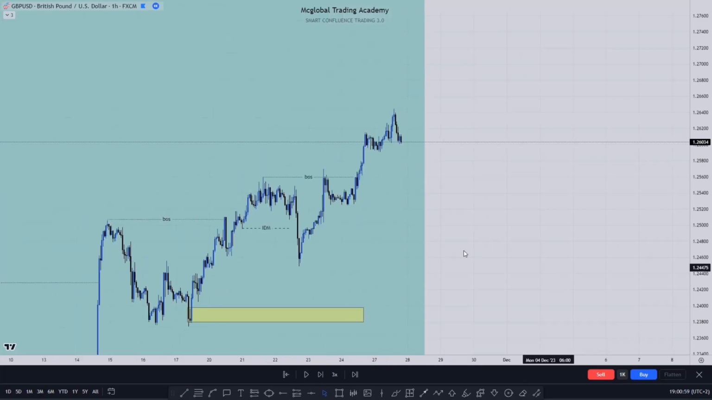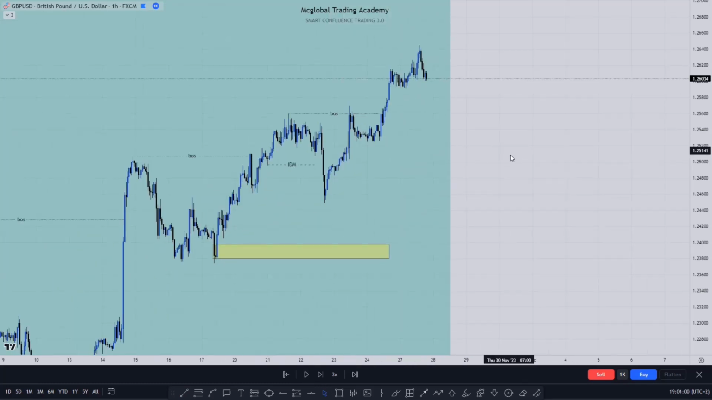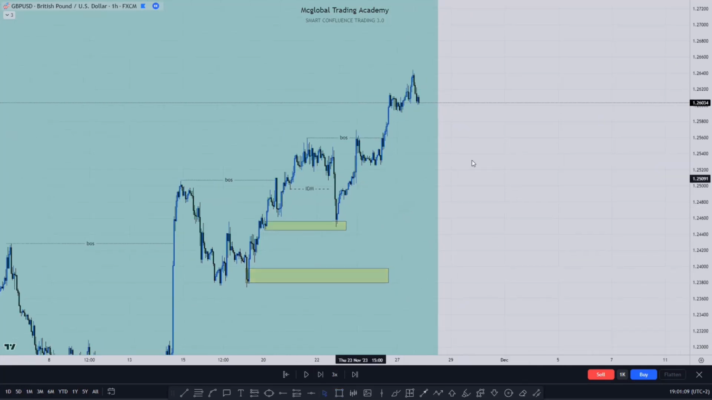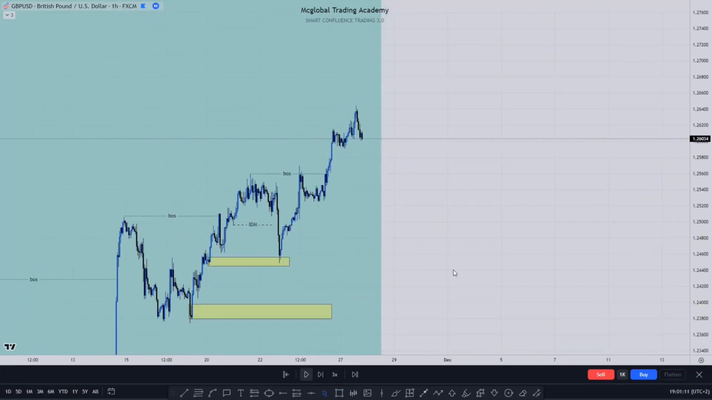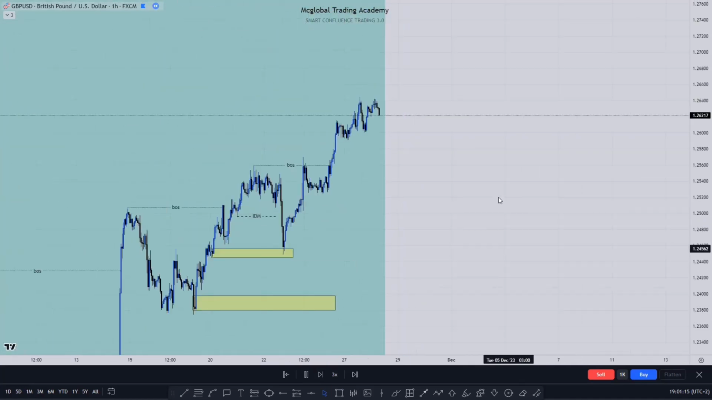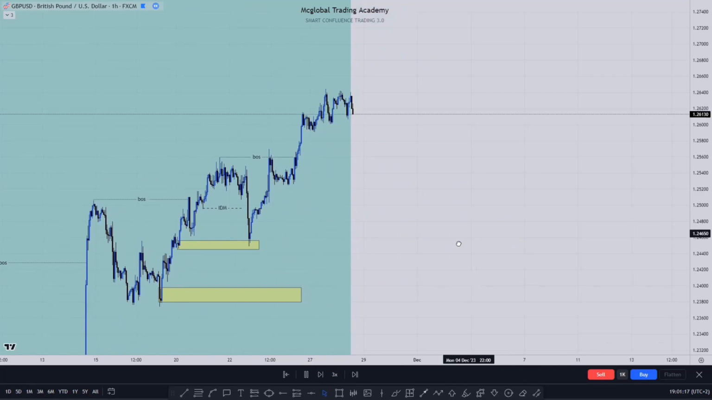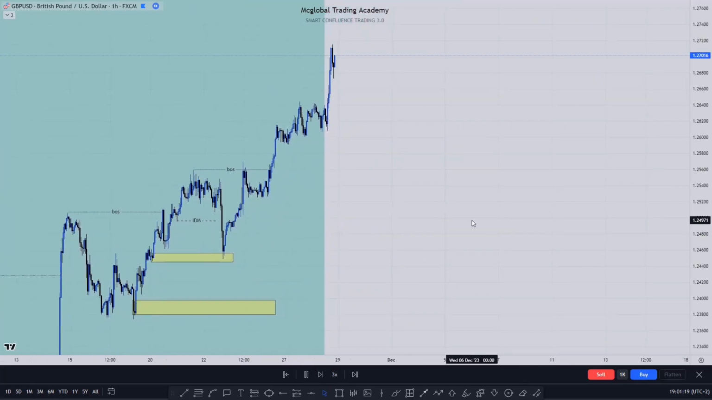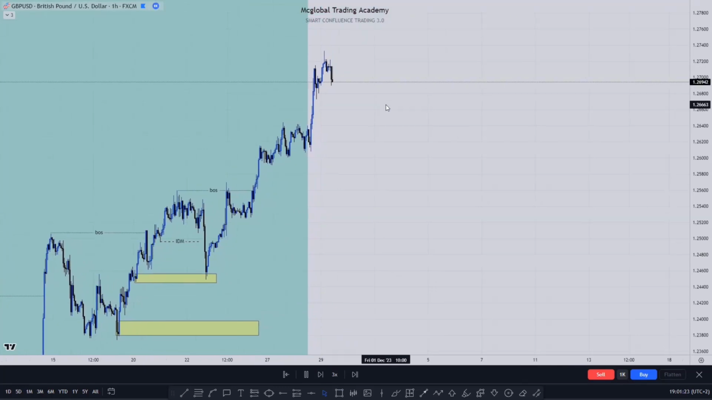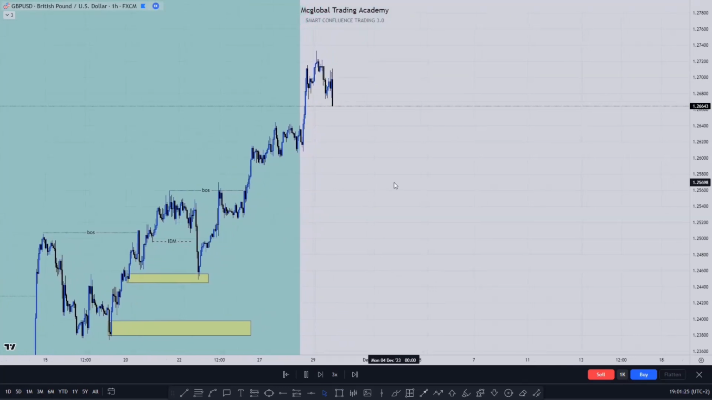After breaking that structure, you see they kept on going. Here they tapped into this zone. Tapping there, you just go to the 15-minute, get confirmation, then you jump into the buy. Because they are tapping into specific levels where they are pulling back onto, they are not just reversing anyway. They are not just moving randomly.